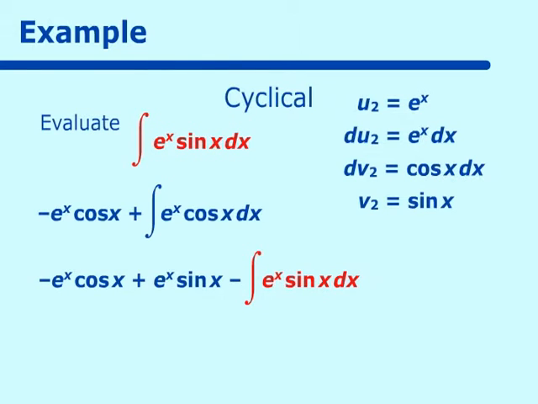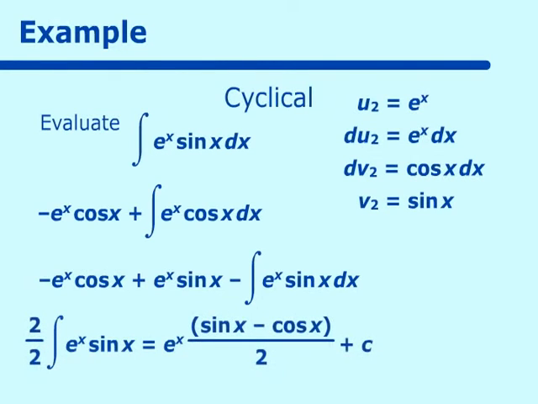If we could pull this one to the other side, which we can, we will create two integrals, e to the x sine x, and that will be equal to e to the x times sine x minus cosine x plus some constant. And now we can divide both sides by 2 and get some final answer where the 2 is thrown into our constant of e to the x times sine x minus cosine x all over 2.